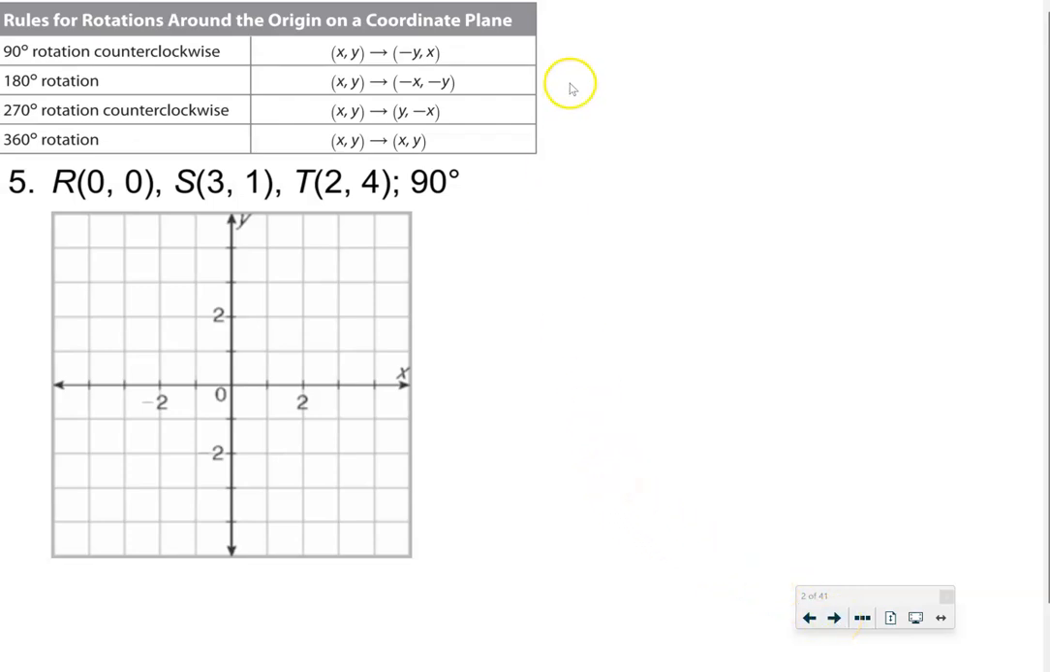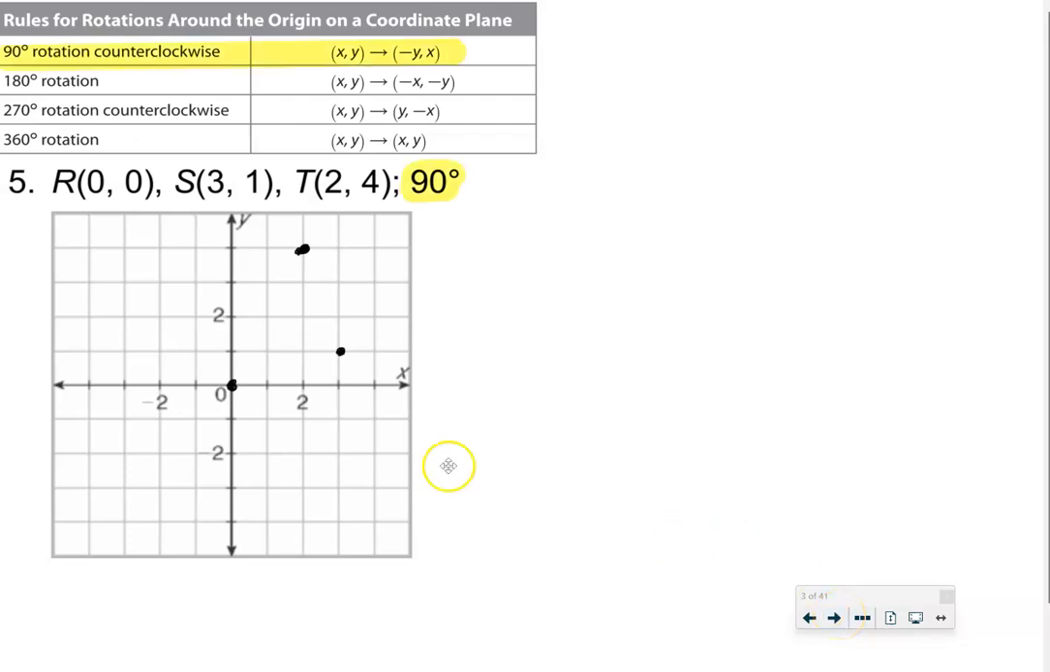Okay, here I went ahead and put the rules up here so you can see them. Those first three I just mentioned. On a 360 rotation, you don't even change it. It's the same thing. But we're going to talk about two of the three up here, and we'll look at some examples.